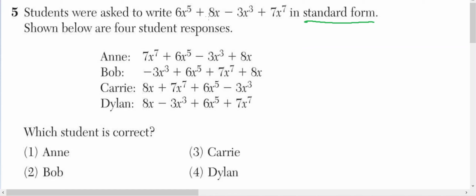So if we look at our original polynomial, our highest power is a degree of 7, the next highest is 5, the next highest is 3, and the next highest is technically 1. We just normally suppress this exponent 1 when it's a linear term. So we should be looking for 7x to the 7th to be our leading term, and it looks like Anne is the only one that has that choice. All the others you can see aren't in descending order, while Anne goes from 7 down to 5, down to 3, down to 1. So that makes the answer to question 5, choice number 1.